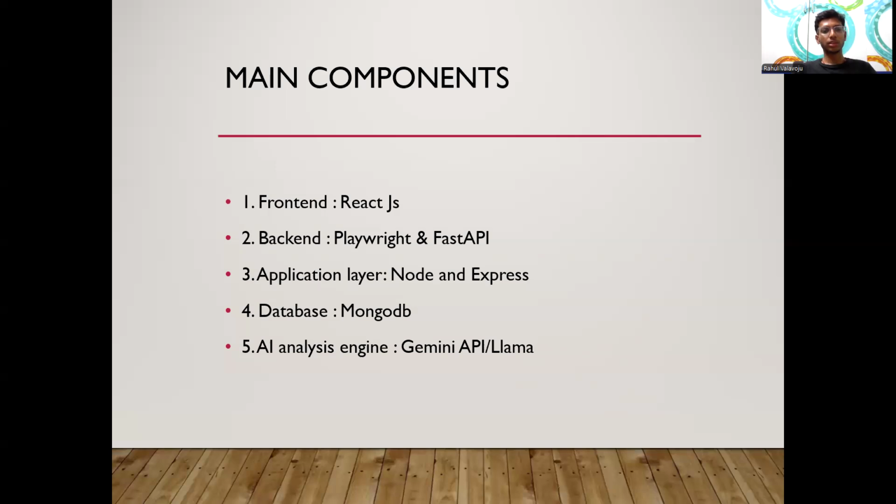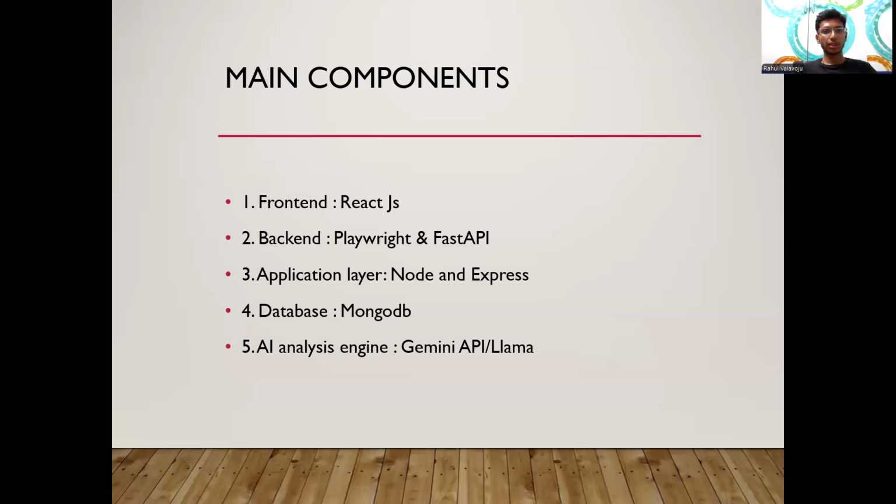Playwright is a tool used for automating web scraping, allowing us to extract data from various e-commerce platforms to gather reviews and other relevant information. Coming to the Fast API, it is used to create the server side of the application. It helps manage requests from the front end, perform necessary operations, and sends back responses quickly.